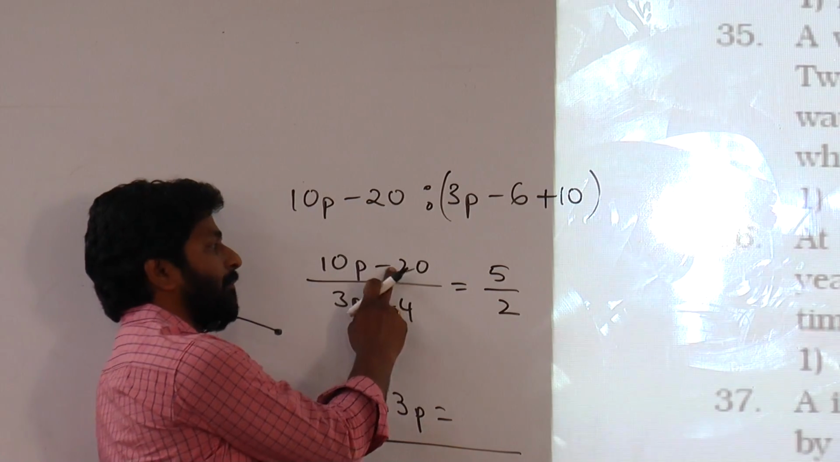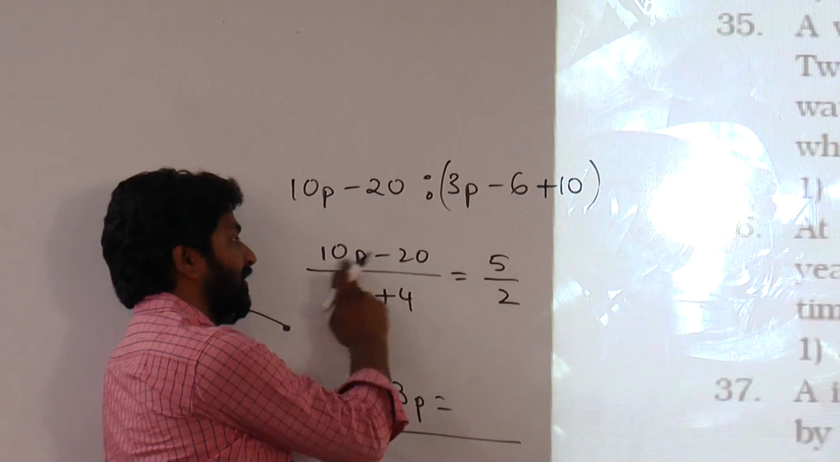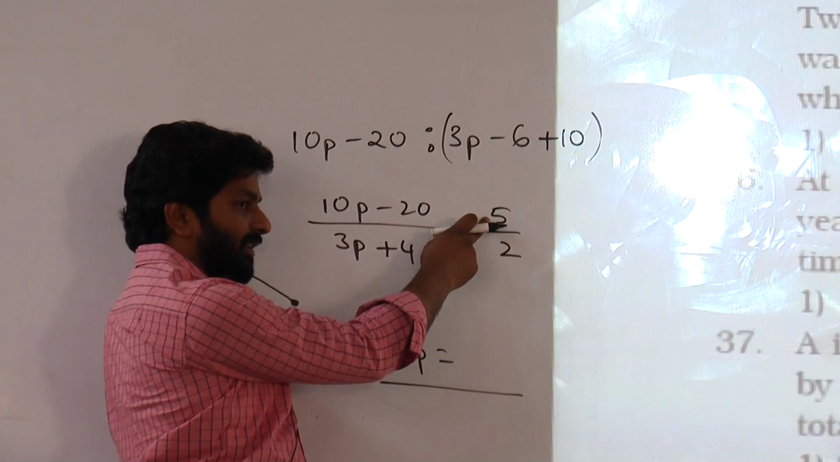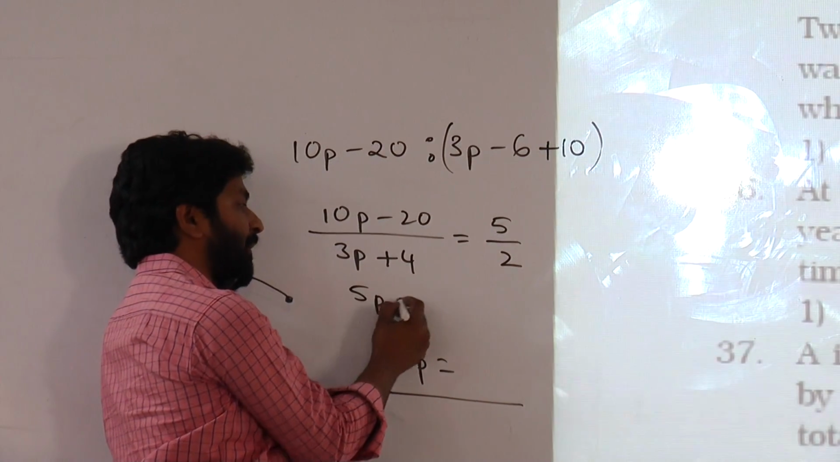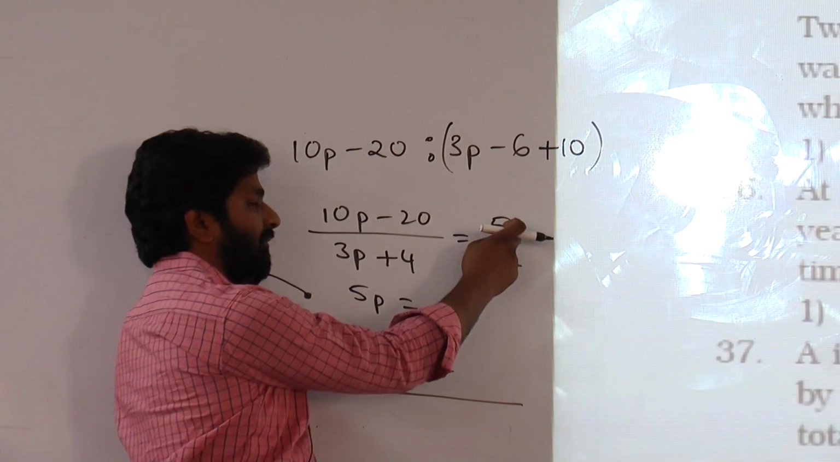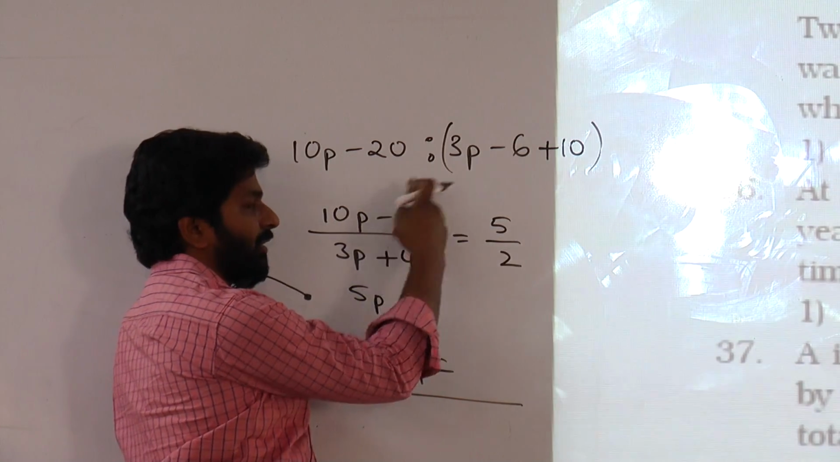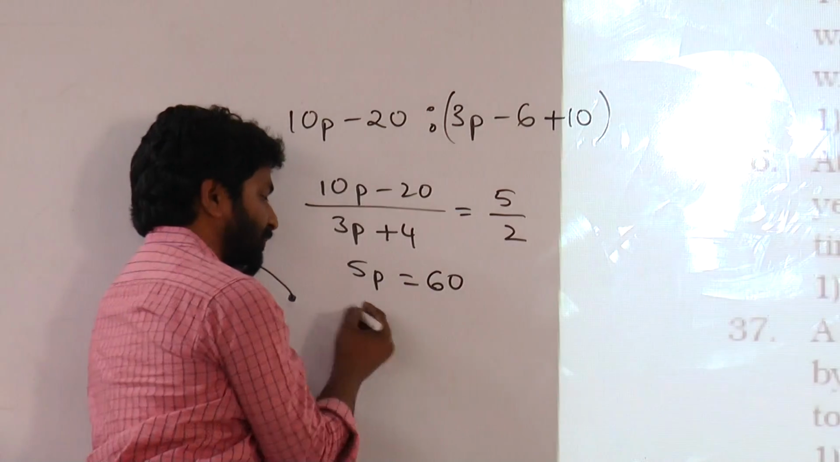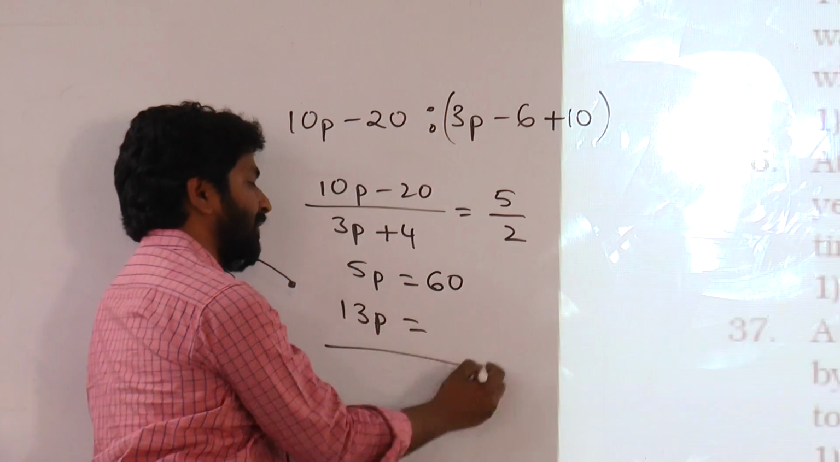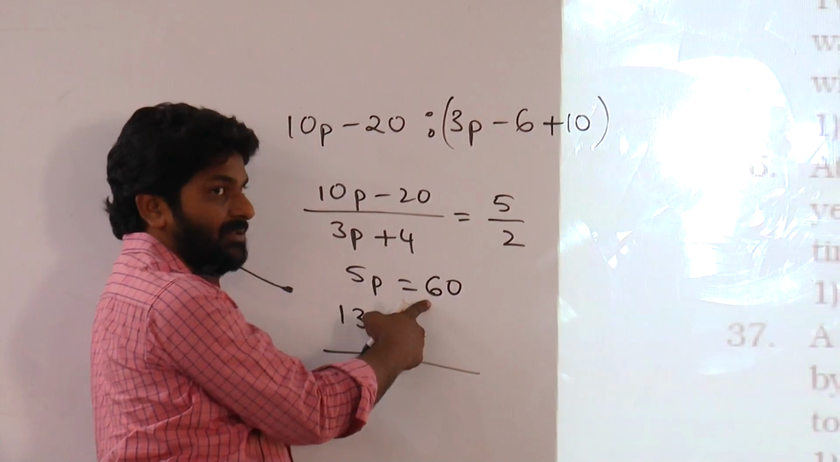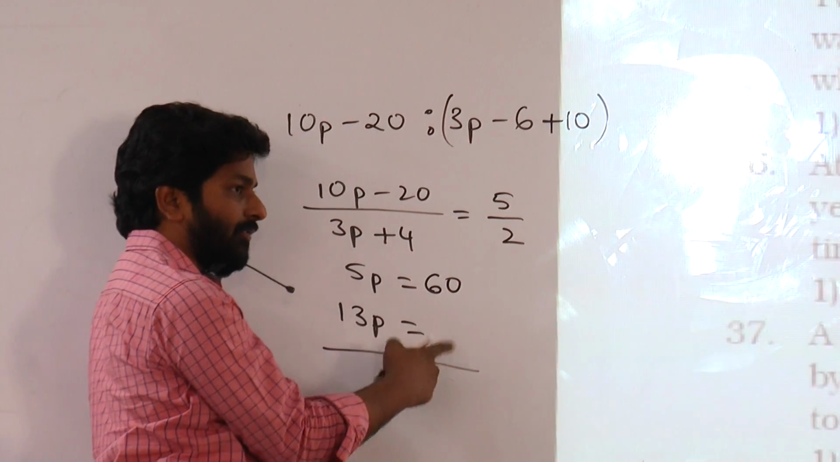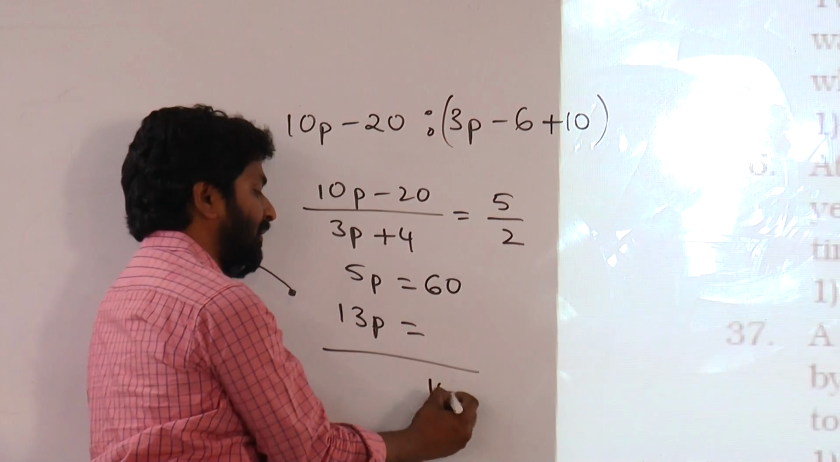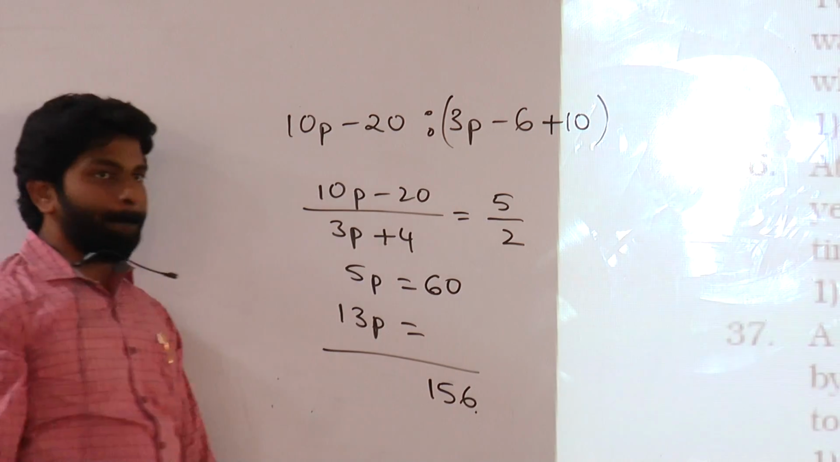20 parts minus 40, 15 parts. Here you have 20 parts and right hand side you have 15 parts. That is going to be 5 parts is equal to... Here we have 20. Minus 40 goes to right hand side, becomes plus 40. That will be 60. So from this try to get 13 parts value. 5 parts is 60, so 1 part is 12. 13 times 12: 144 plus 12, 156.